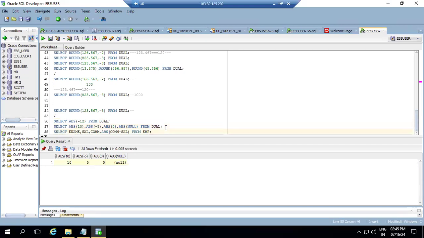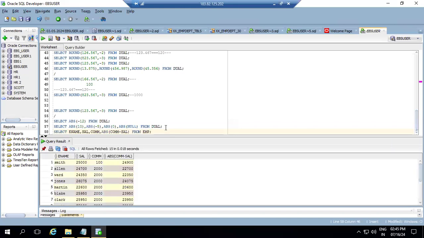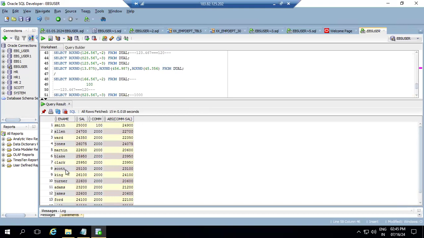So now we are taking from our employee table. We are taking the e-name column first. Next, we are taking two more columns, salary and commission. Under the salary and commission, we are using ABS commission comma salary. So what happens when you use commission comma salary? It is e-name, salary, commission. Commission minus salary here, so 100 minus salary.